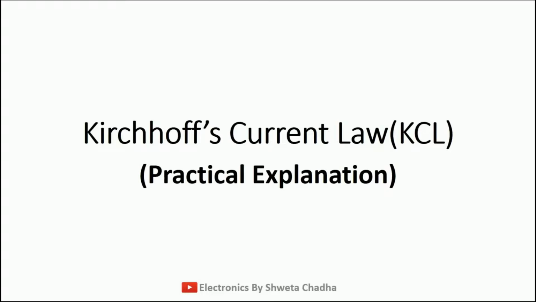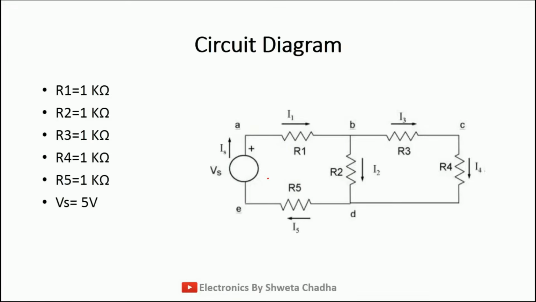Hello students, in this video I am going to discuss the practical information of KCL, that is Kirchhoff's current law. Let us start. First of all, this is the circuit diagram that we are going to design on the breadboard. It will have a total of 5 resistances termed R1, R2, R3, R4 and R5. So these are the resistances. The value of all these 5 resistances will be taken as 1 kilo ohm.